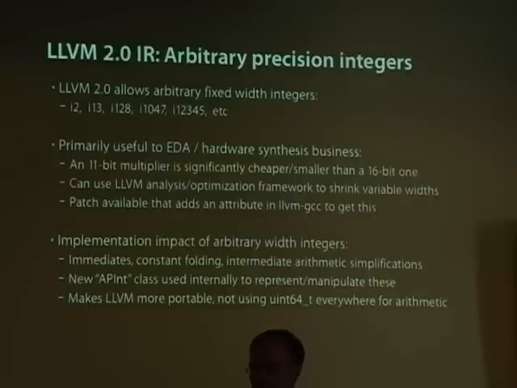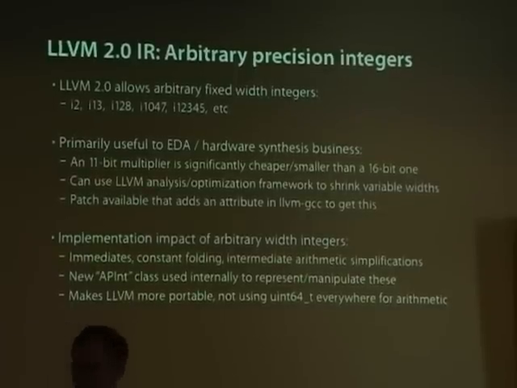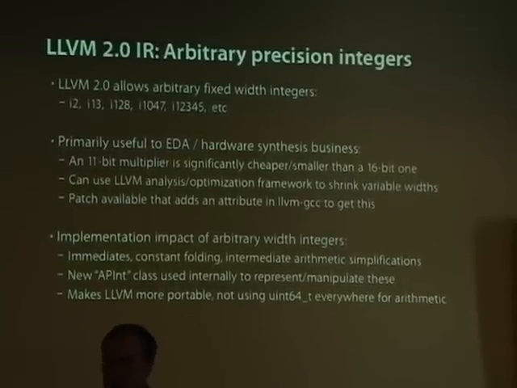Does the code generator do sensible things if you give it an i1024? The question was, does the code generator do the right thing if you give it a 1024-bit integer? And the answer is no, it does not do sensible things right now. It could be extended to do that.